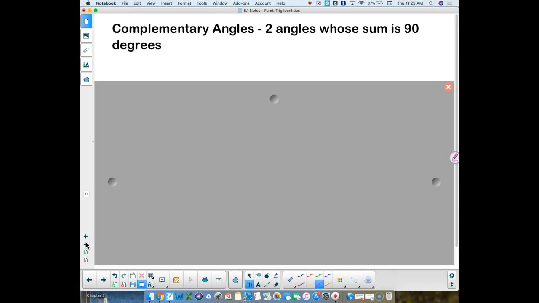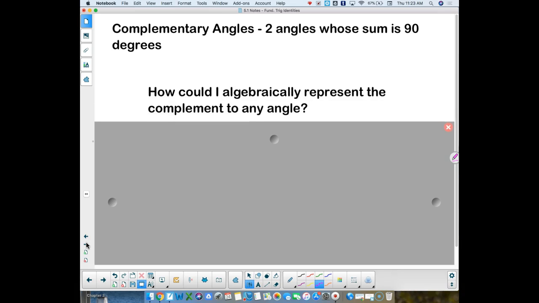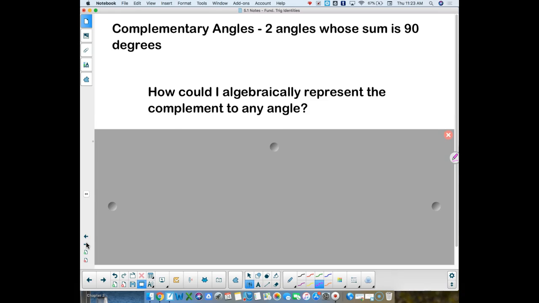Complementary angles. Thinking back to when you were in geometry, what does it mean to be a complementary angle? Two angles whose sum is 90 degrees. So they make a corner, right? So they add up to be 90 degrees. Okay? So let's look at how I can algebraically represent any complementary pair of angles.